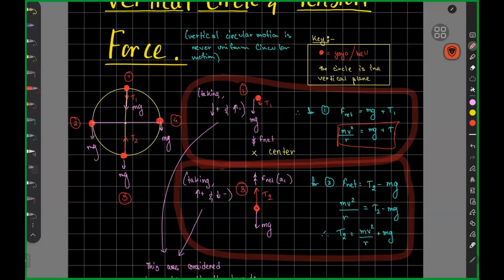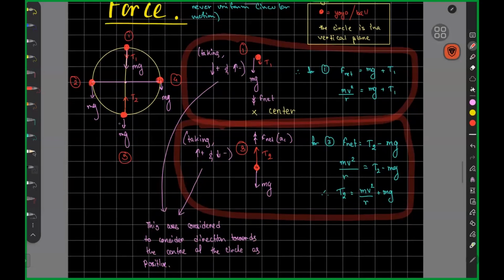Right? So in position one, we have determined there is T1 acting downward, mg acting downward. Hence, sum them up. My net force, my centripetal force is going to be mg plus T1. Great. Now, if I analyze position three over here, what do I have?